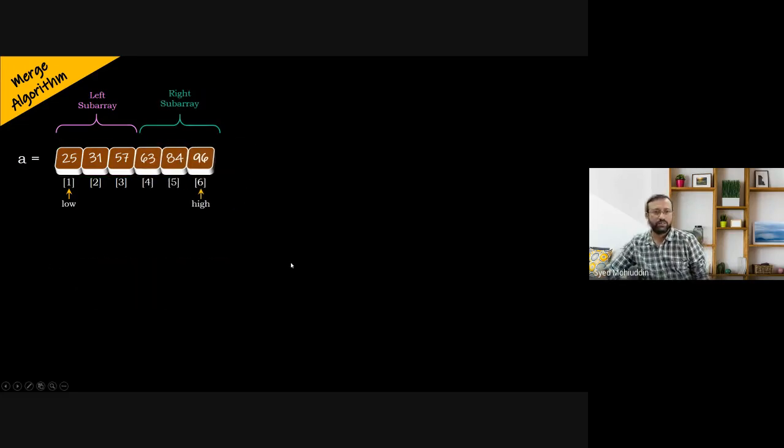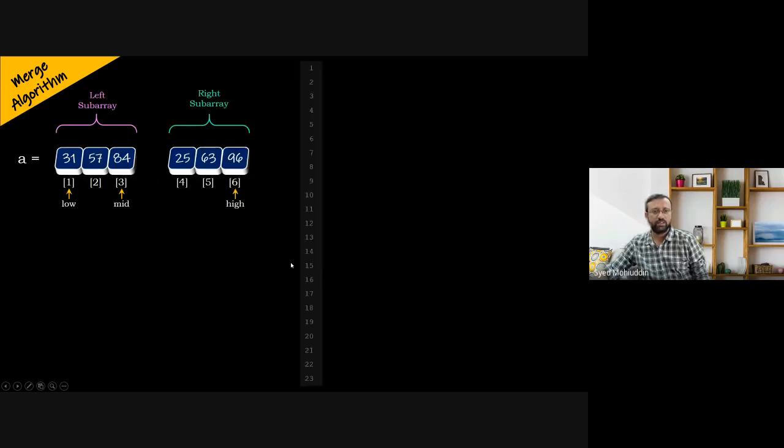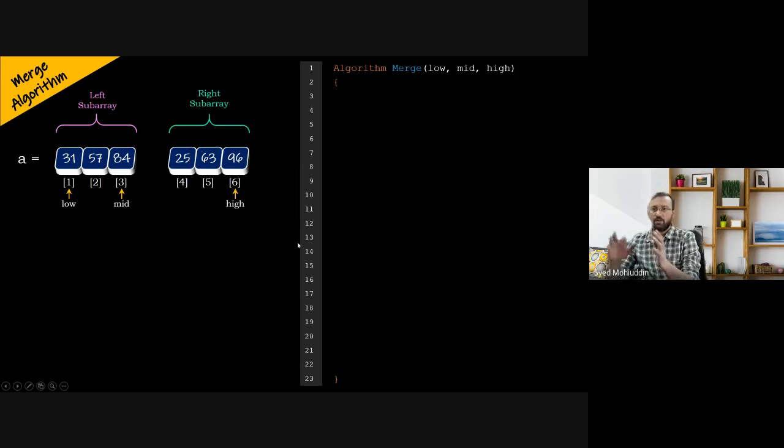Now, as we have seen this example, let us quickly look at the algorithm. This algorithm is called merge. Remember, this is not merge sort. This is the merge algorithm, the heart of merge sort. Merge algorithm takes three parameters: low, mid, and high. Low, we pass initially 1. High, we pass initially the nth element. Mid is computed using low plus high by 2.